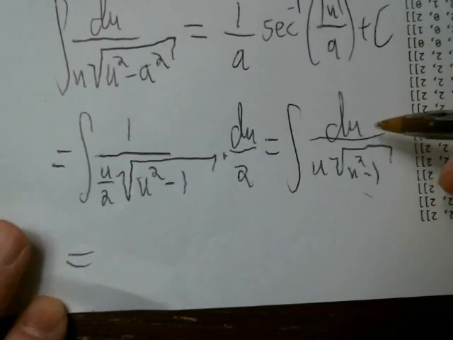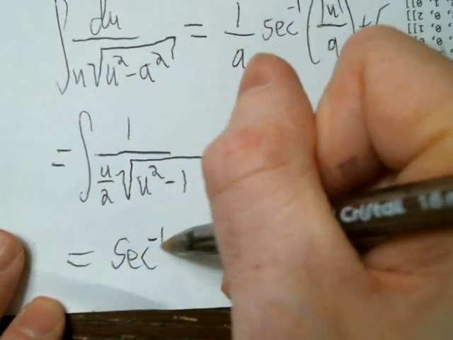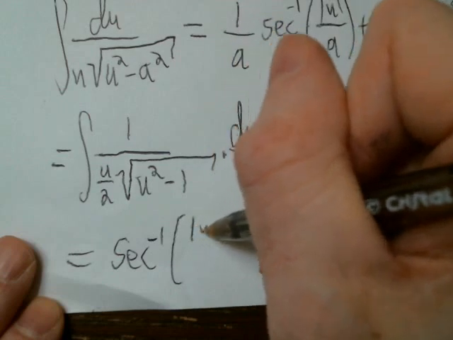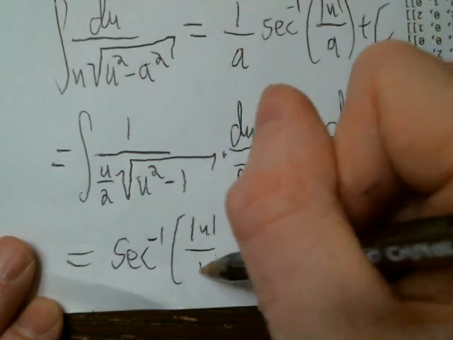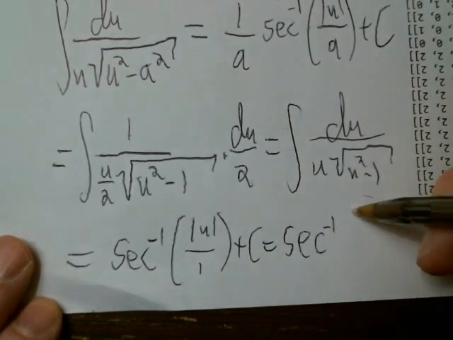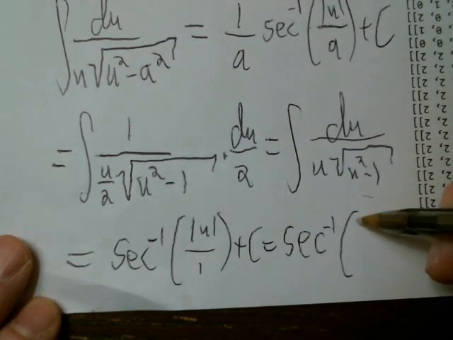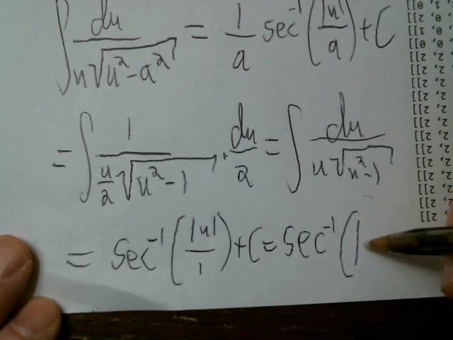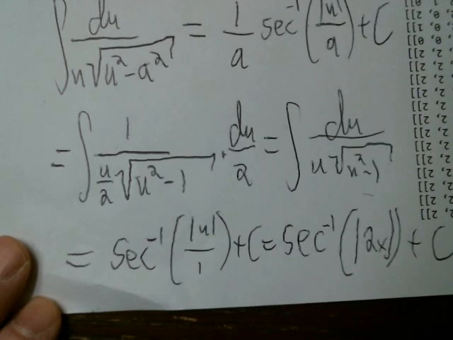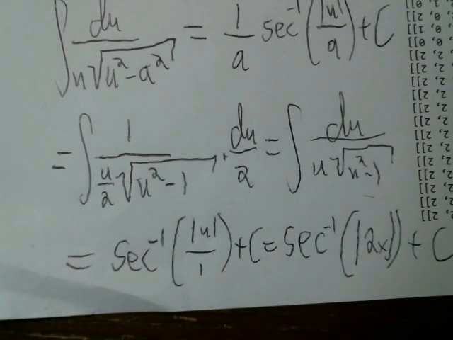So we'll have this equal to secant inverse of absolute value of u all over a, which is 1 again, plus c, and then back sub, so you get secant inverse of absolute value of 2x plus c. Okay. All right, I didn't want to do that one.